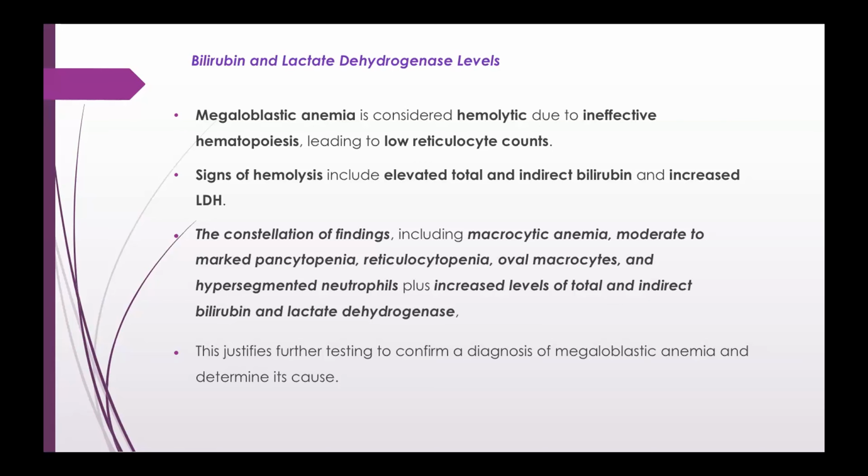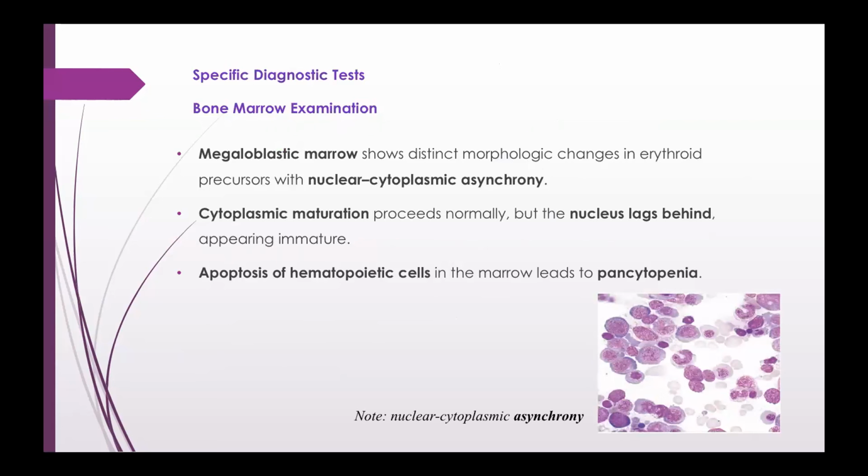Macrocytic cells, marked pancytopenia, reticulocytopenia, ovomacrocytes, hypersegmented neutrophils, and elevated levels of bilirubins and lactate dehydrogenase. So when you see this, it justifies further testing to confirm the diagnosis of megaloblastic anemia and to determine also the outcome. So what are the further or specific testing in megaloblastic anemia? It is bone marrow examination.